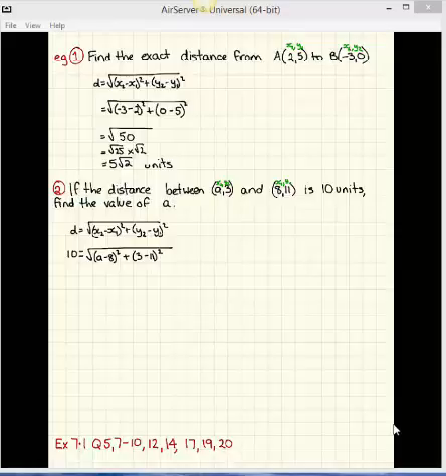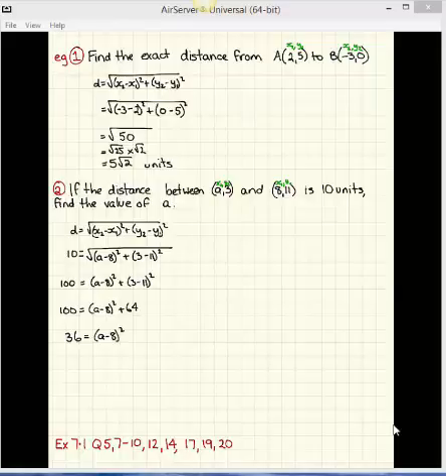Now looking at that, I've got a square root. I don't know about you, but trying to work that out isn't going to be pretty, so I'm going to square both sides. So that leaves me with 100 is equal to a minus 8 all squared plus 3 minus 11 all squared. So the 3 minus 11 is -8. We square it, we get 64. And you're just solving an equation, nothing different to what you already know. Subtract the 64, so we get 36 is equal to a minus 8 all squared.